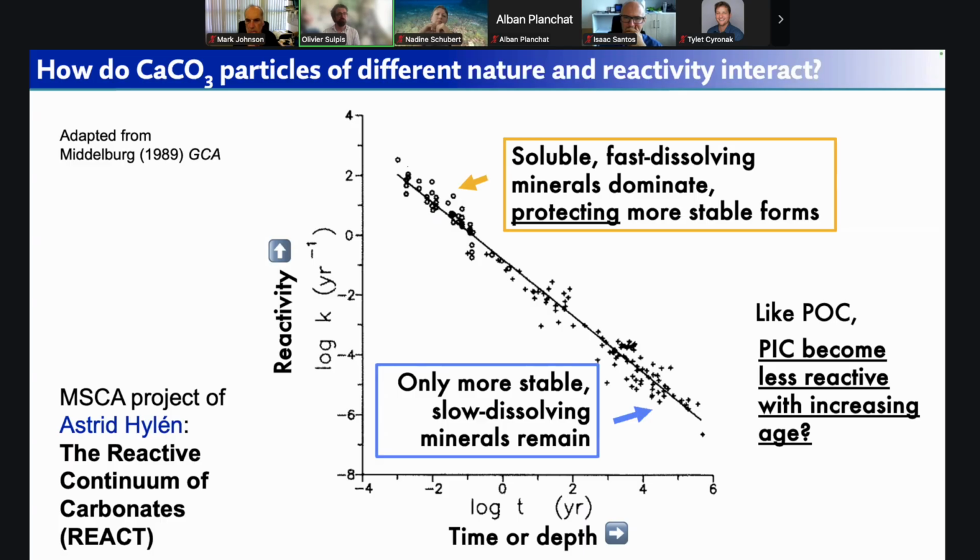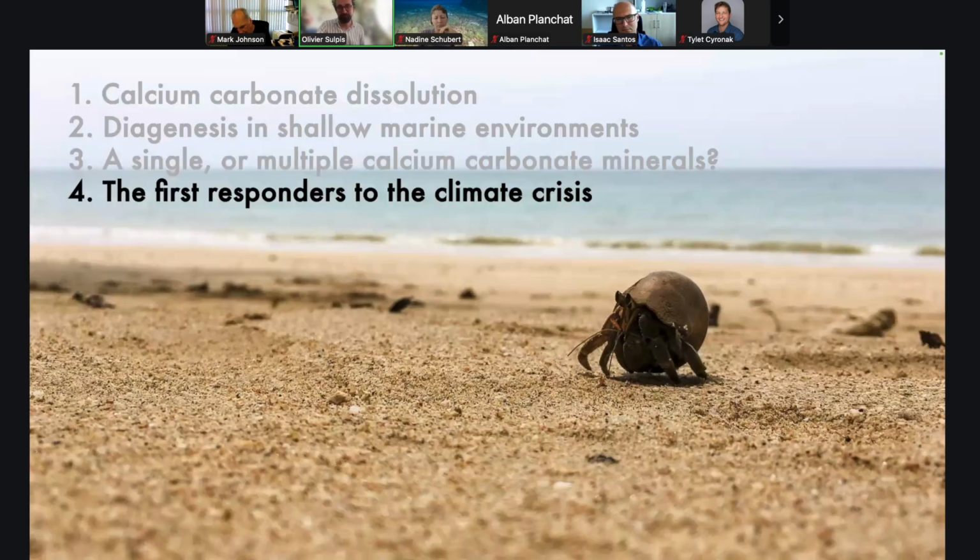And if you look at organic matter in a sediment, the more you wait, the older this sediment gets, the more you are left with the unreactive things. And so the reactivity of that pool of organic matter decreases with time. We think we could have something like this happening in the case of calcium carbonate minerals. The more you wait, the more you are left with the less reactive phase, the pure calcite, whereas the very reactive phases go away first, protecting the more stable ones.